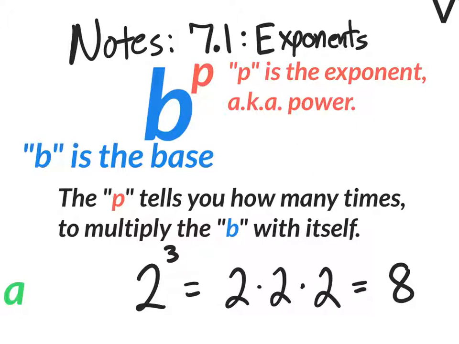Make sense? Now, you don't actually have to write this. You know, I say show your work. You know, once you understand this, you don't have to write this 2 times 2 times 2. This is actually called expanding. Okay, and expanding does come in handy when we're trying to understand the rules that we're going to be learning of exponents. So you don't have to show this expansion, but you do need to know that the 3 tells you how many times to multiply 2 with itself. So 2 times 2 times 2, the answer is 8.